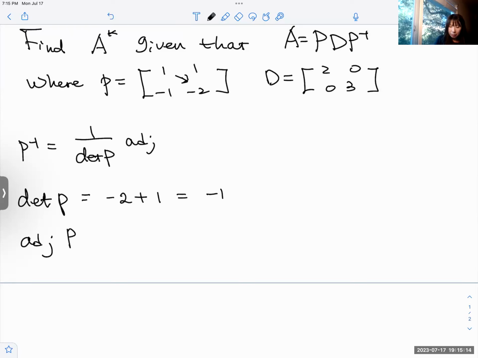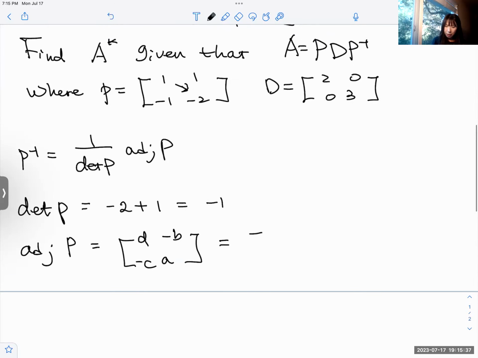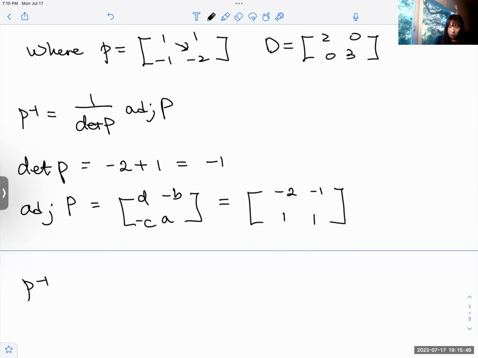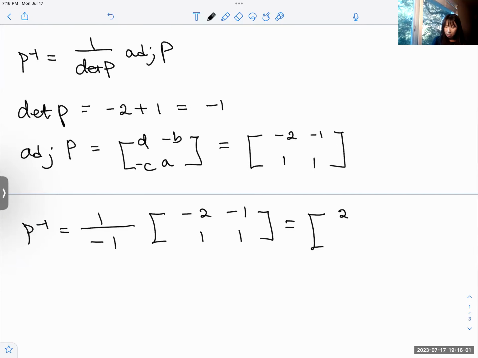Adjoint of P, 2 by 2: we have A, B, C, D. We switch the diagonal entries, then give the negative sign to B and C. That's the adjoint, negative 2, 1 switched diagonally, with the negative sign applied. So the inverse of P is 1 over negative 1 times the adjoint, which gives positive 2, positive 1, negative 1, negative 1, right? Thank you very much.